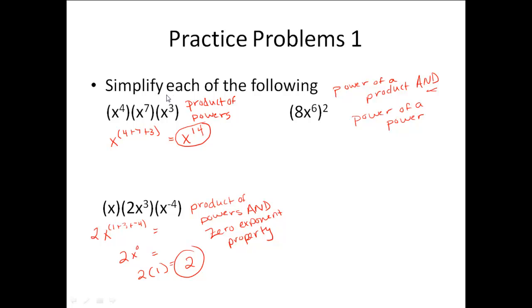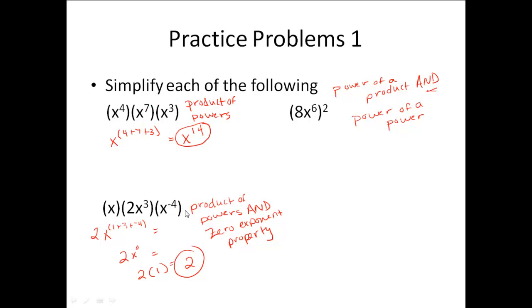Okay, the first one here was the product of powers property. So I had different terms being multiplied together and there were some exponents involved. Now they all are x's, so I can go ahead and combine them all, and I do that by addition. So I would have 4 plus 7 plus 3, which gives me x to the 14th.